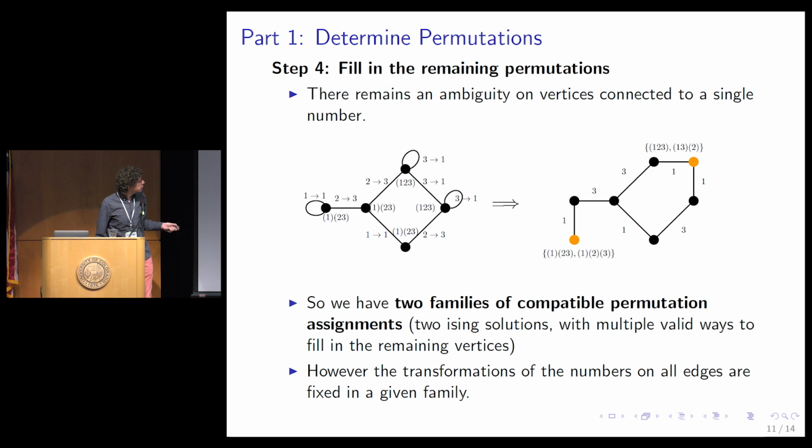And so what we end up with is actually two families of compatible permutation assignments. That is to say, we have two Ising solutions, and then there are multiple valid ways to fill in these remaining vertices. But the important point is that the numbers on these edges will all be transformed in the same way, regardless of what choice I make for the permutation at this vertex.